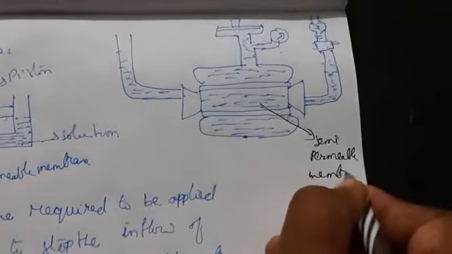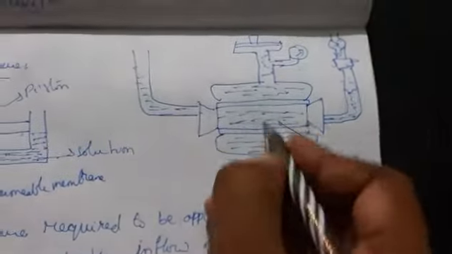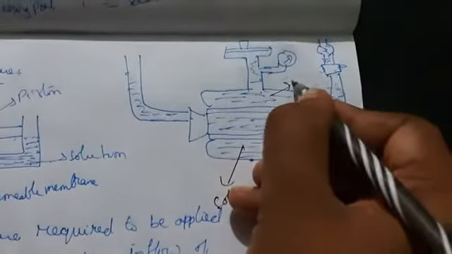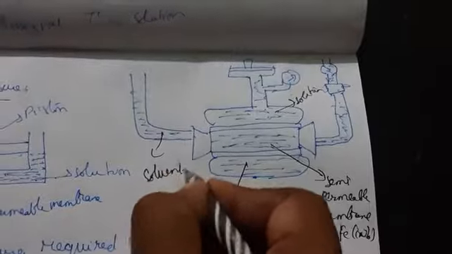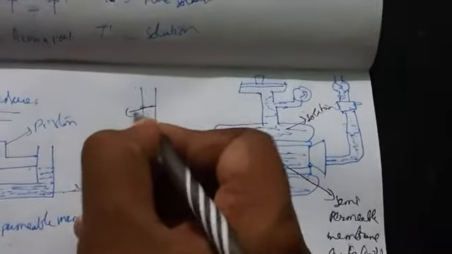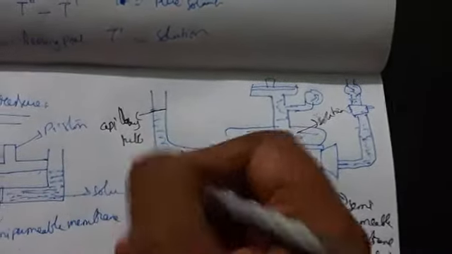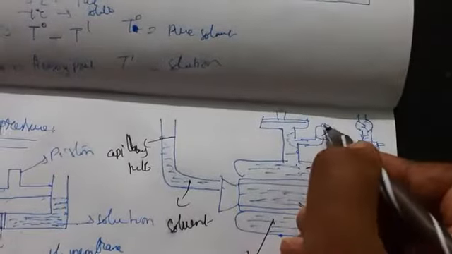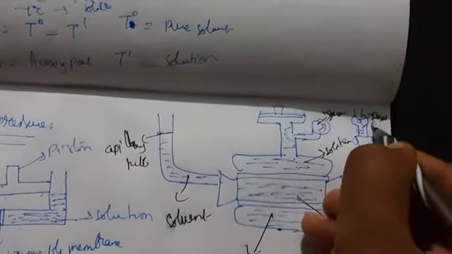This one we call a semi-permeable membrane, which consists of copper ferrocyanide. This one we call the solution. This one also we call the solution. And this is the solvent. Here we have a capillary tube, and this one is the reservoir. This one is the galvanometer. Now let us see what happens.